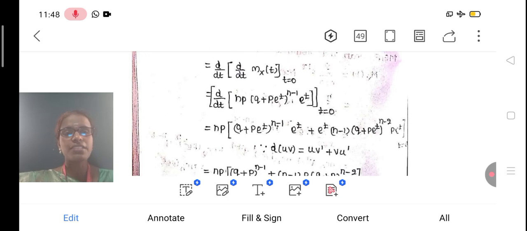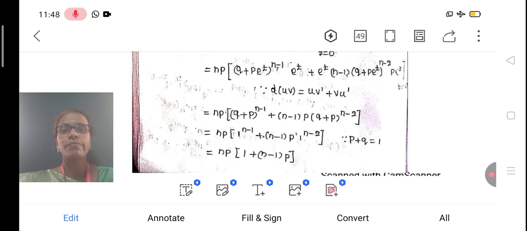Now take np outside because it is constant, right? And you can check where you are having t terms. In both cases you are having t terms, that means we need to use the product rule. So (q plus p e power t) the whole power n minus 1 into the differentiation of e power t, which is the same e power t, plus e power t into the differentiation of this term, which is n minus 1 into (q plus p e power t) the whole power n minus 2. Then differentiate the bracket term with respect to t, so we get p into e power t.